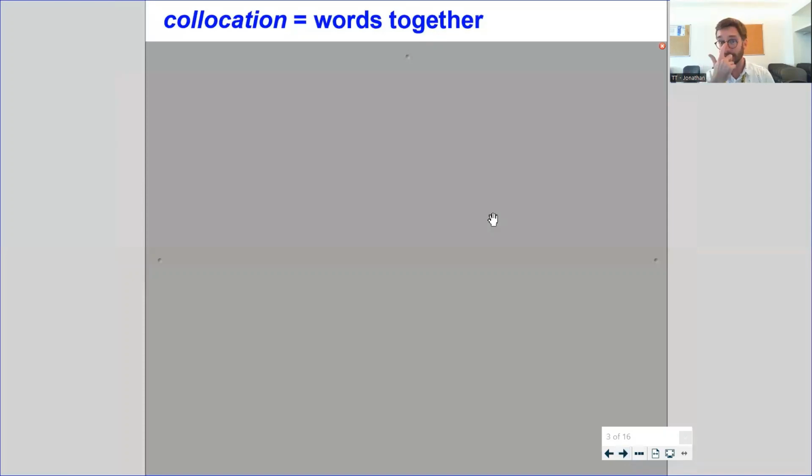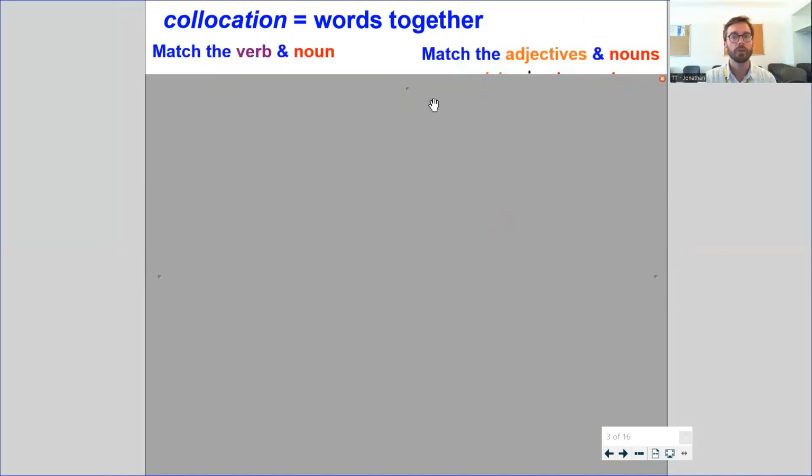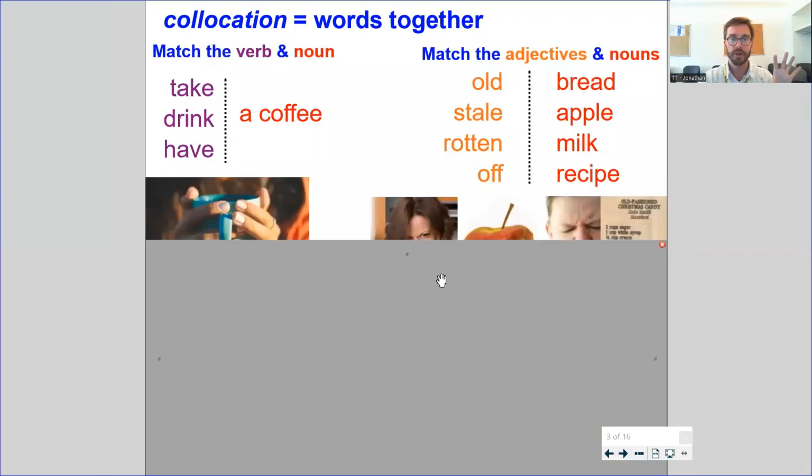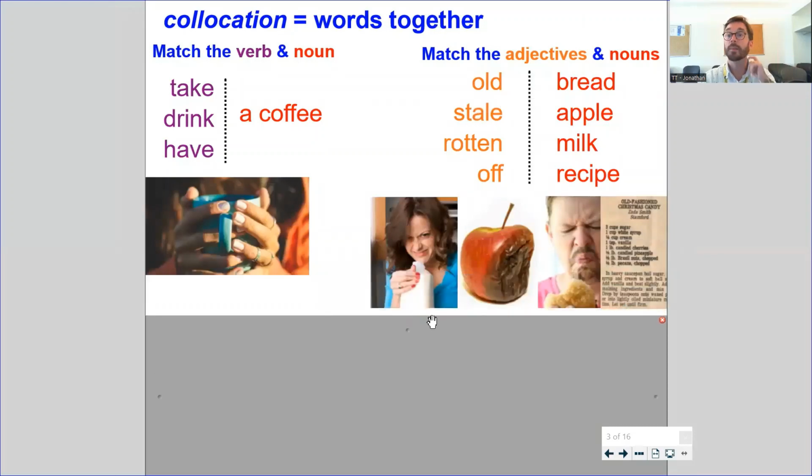So, in order to get past that, another important part is looking at words together. Instead of looking at single words, look at words and the way that they're used together in the language you're trying to learn. So for example, we've got a little exercise for you. We've got on the left some verbs and nouns, and on the right some adjectives and nouns. I want you to pause the video and just try to decide on the left which of these verbs is correct, and on the right which pairs connect together. Pause the video now and see if you can do it.